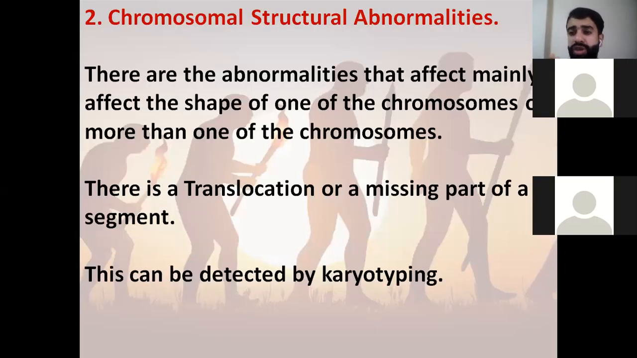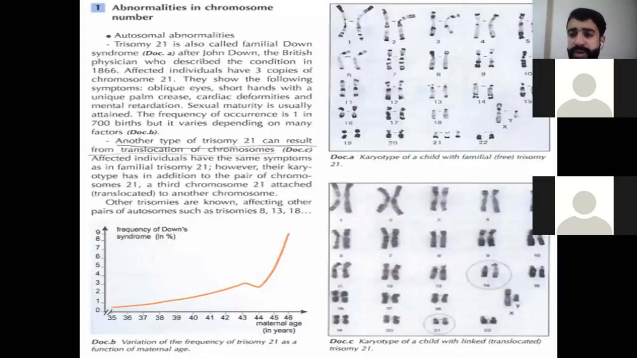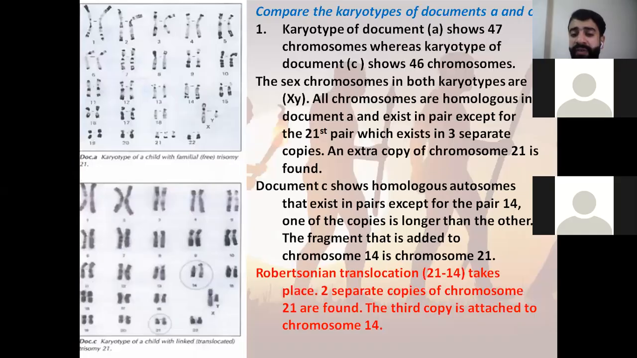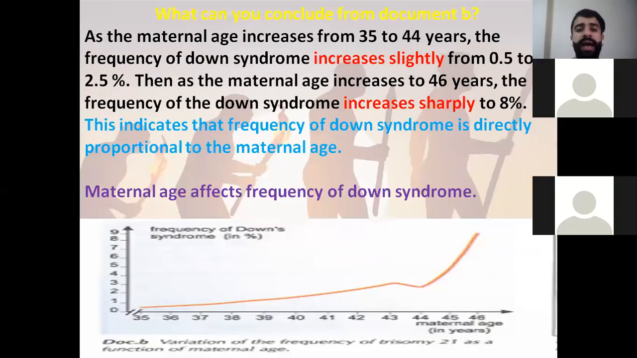If I speak about the chromosomal structure, it affects the structure of the chromosome, and we talk about this in the case of Robertsonian translocation, chromosome 21 to chromosome 14. This is trisomy 21. And we talk about how, as the maternal age increases, the Down syndrome frequency will increase. So they are directly proportional.